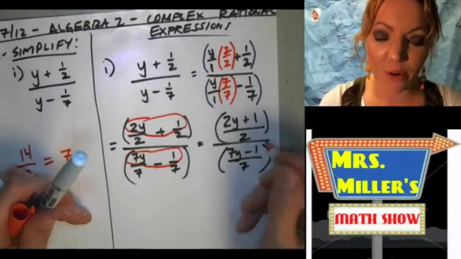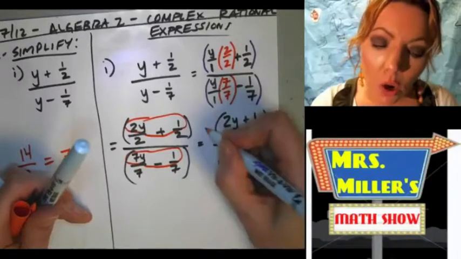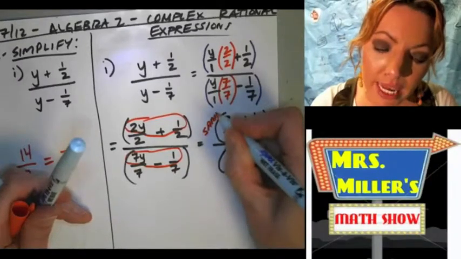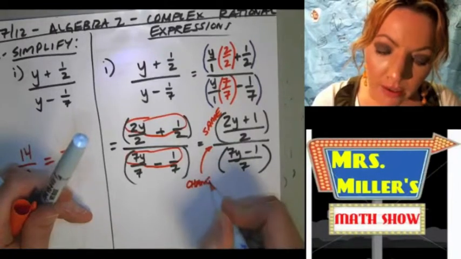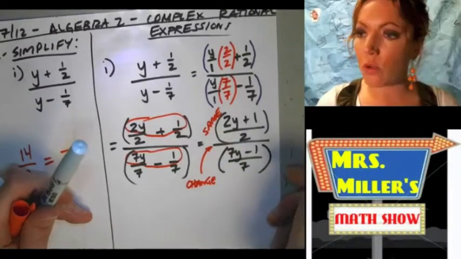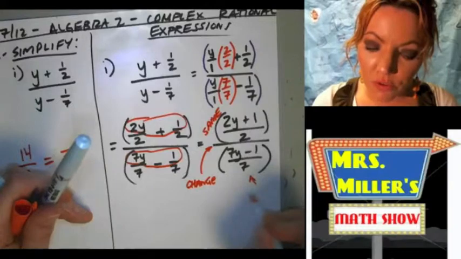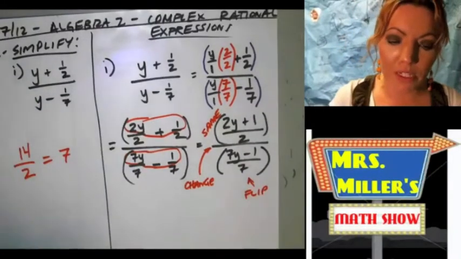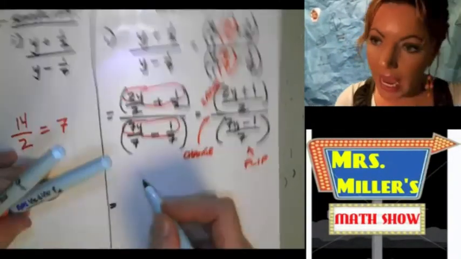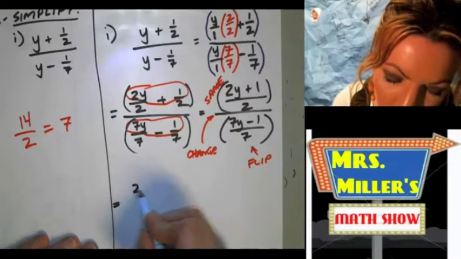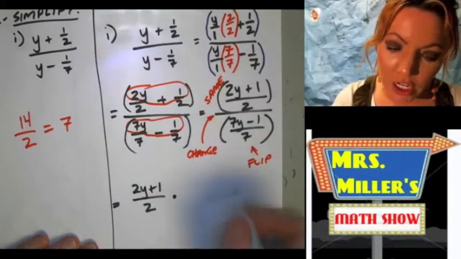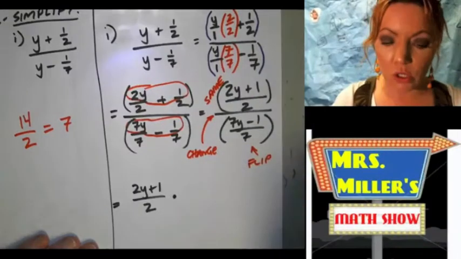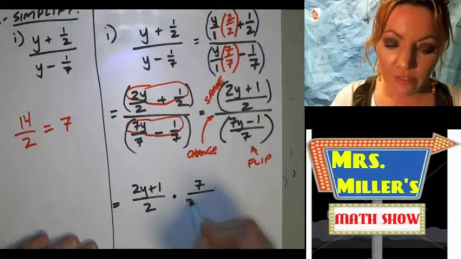Okay. So the top stays the same. We're going to change the middle fraction line to a multiplication, and we are going to flip the bottom. So the top one stays as 2y plus 1 over 2. We change the division to multiplication and then flip the bottom one. So times 7 over 7y minus 1.